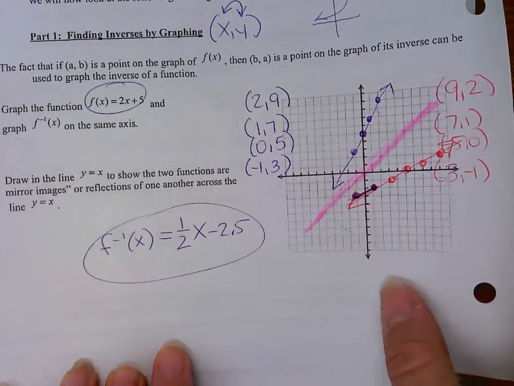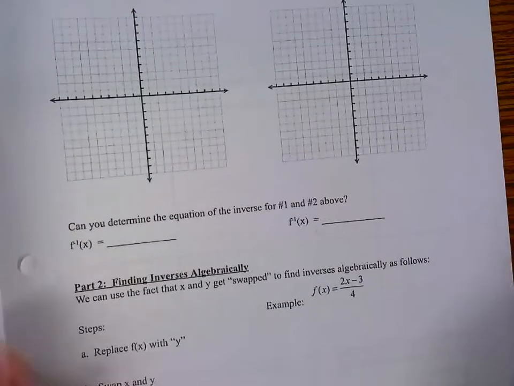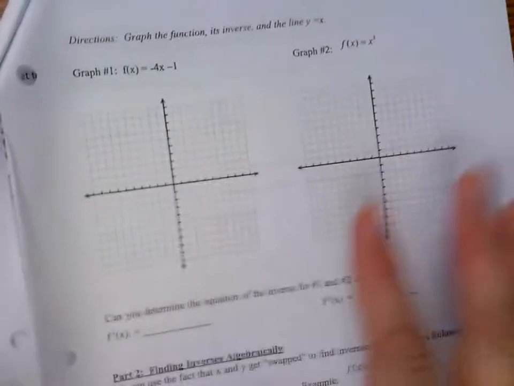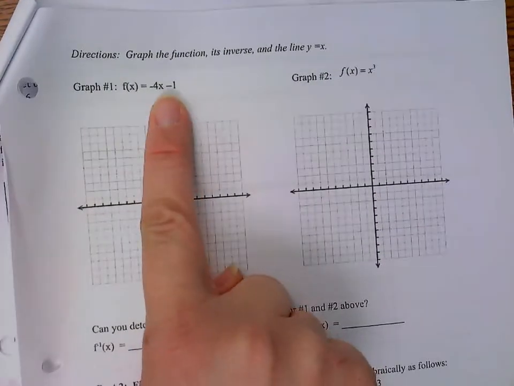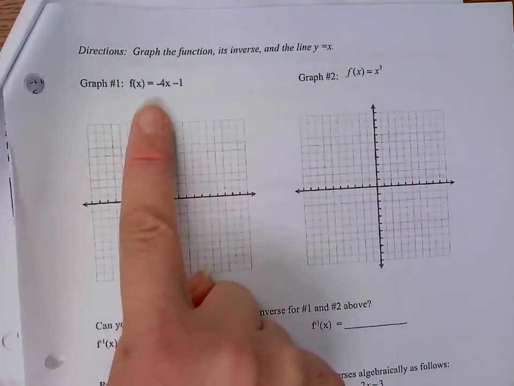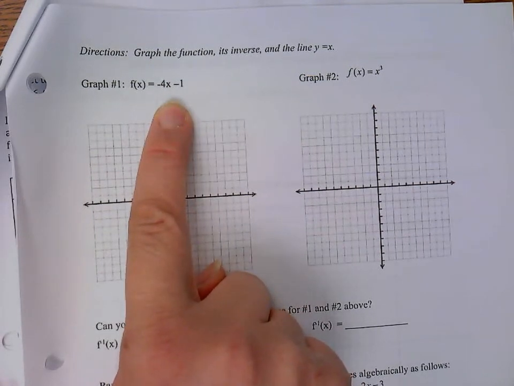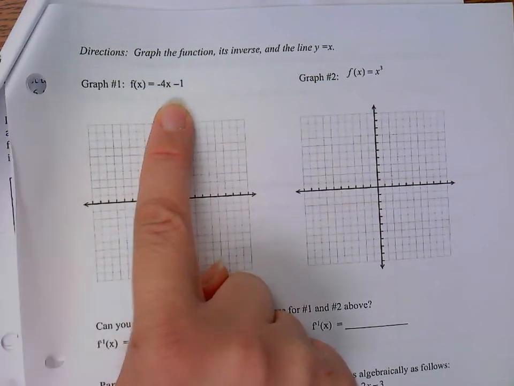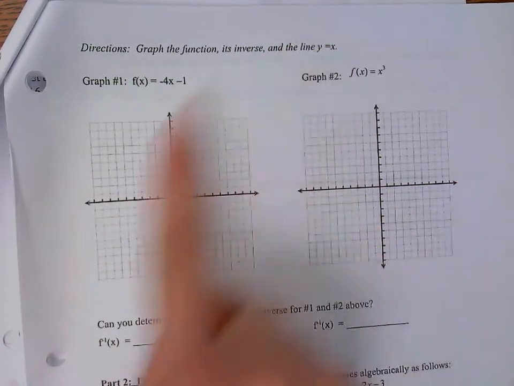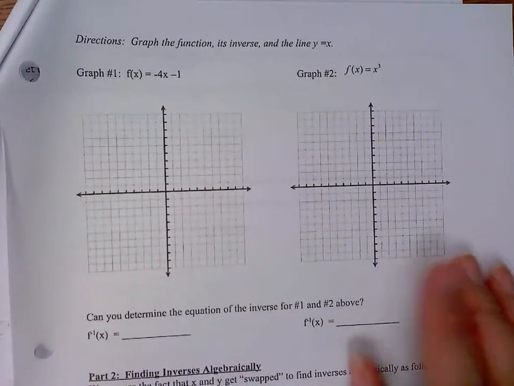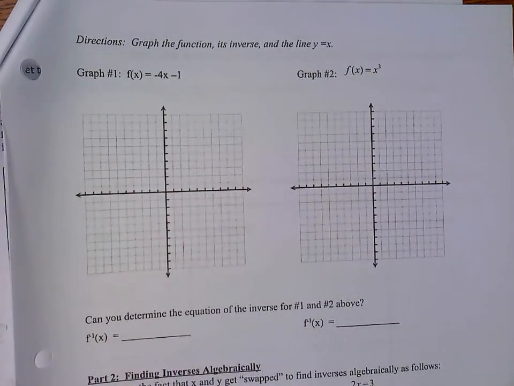Can I go to the next one? All right, I'd like you to try the next one on your own, and then maybe we can do the cubic function together. So this is a linear function. So you're going to graph this line, record the coordinates, try to graph its inverse, and show that it's a reflection over the line y equals x. And I will help.